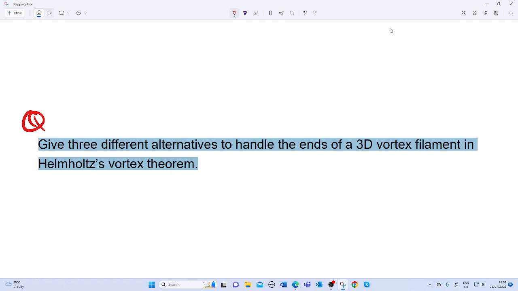First of all, what is the vortex theorem? The vortex theorem states that in an inviscid, incompressible fluid, the circulation around a closed curve is constant in time. When considering the 3D vortex filament, there are several alternatives to handle its ends.